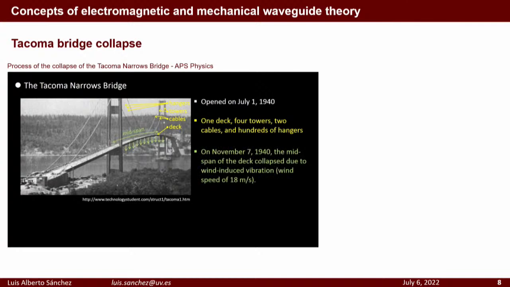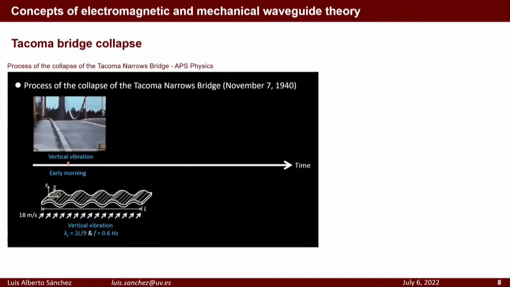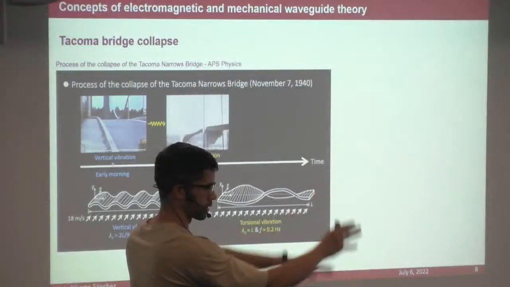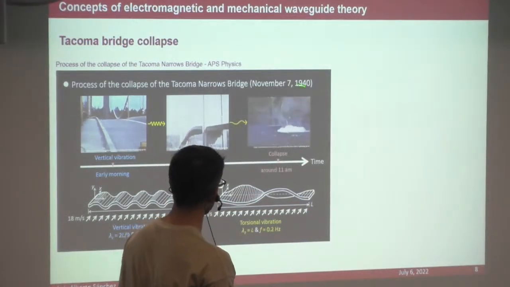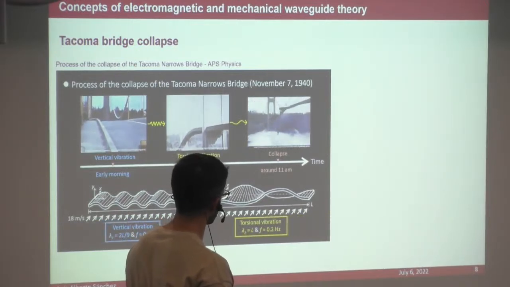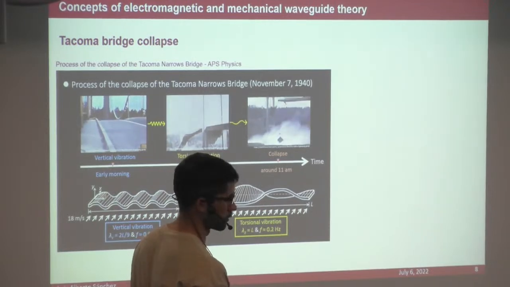On November 7 of 1940, the bridge collapsed. As you can see, vertical vibration or flexural vibration, as I showed you before. This is a torsional vibration. You can see that it changed from a totally perpendicular movement to this kind of movement, and what happened in the end is collapse, because the bridge was not built to hold this kind of torsional waves.